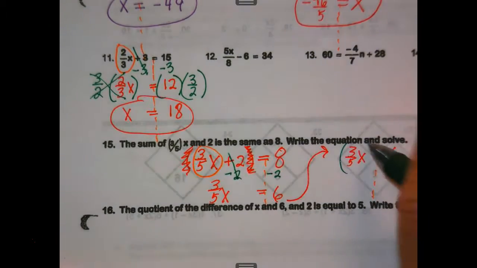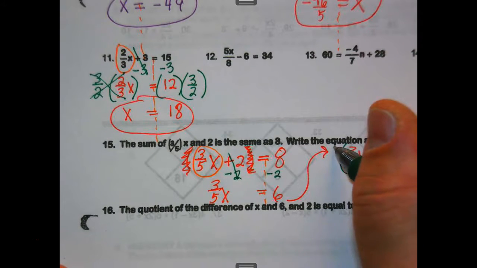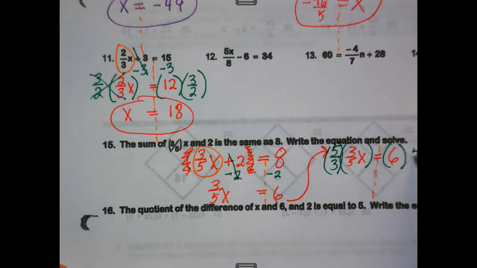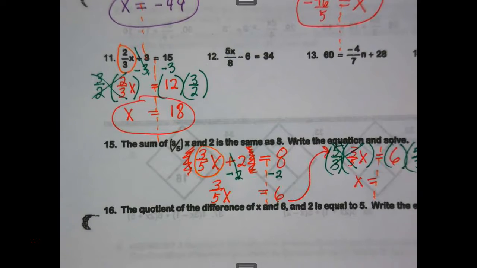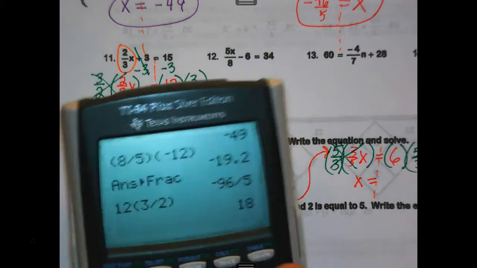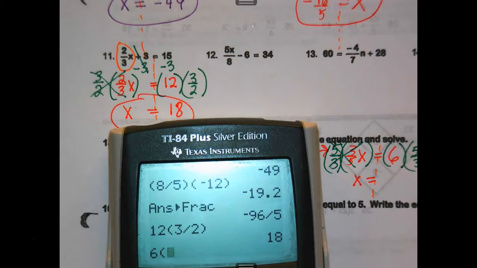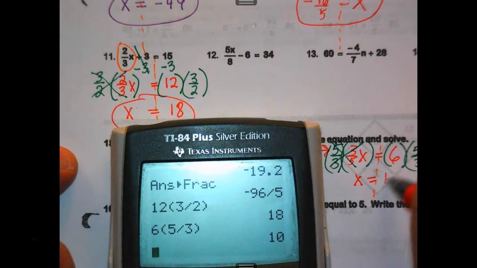Yeah. I'm going to multiply both sides by the reciprocal 5/3. So x equals, I'm going to take 6 times 5/3. And I get a whole number this time, 10.